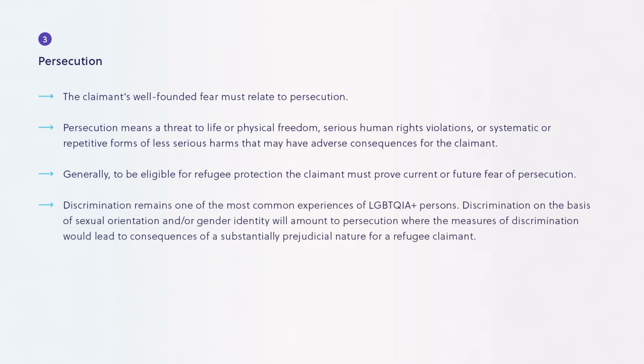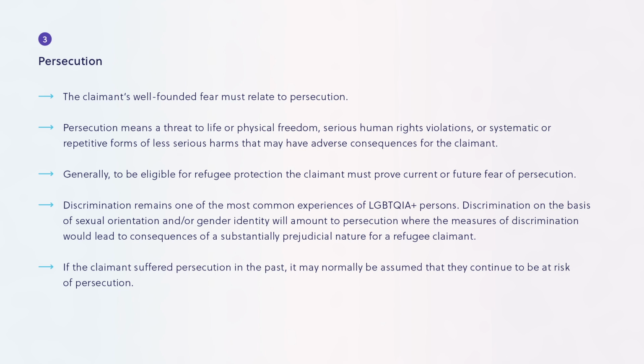Discrimination remains one of the most common experiences of LGBTQIA+ persons. Discrimination on the basis of sexual orientation and/or gender identity will amount to persecution where the measures of discrimination would lead to consequences of a substantially prejudicial nature for a refugee claimant. If the claimant suffered persecution in the past, it may normally be assumed that they continue to be at risk of persecution. A person may still qualify for asylum if they are avoiding persecution in the future.